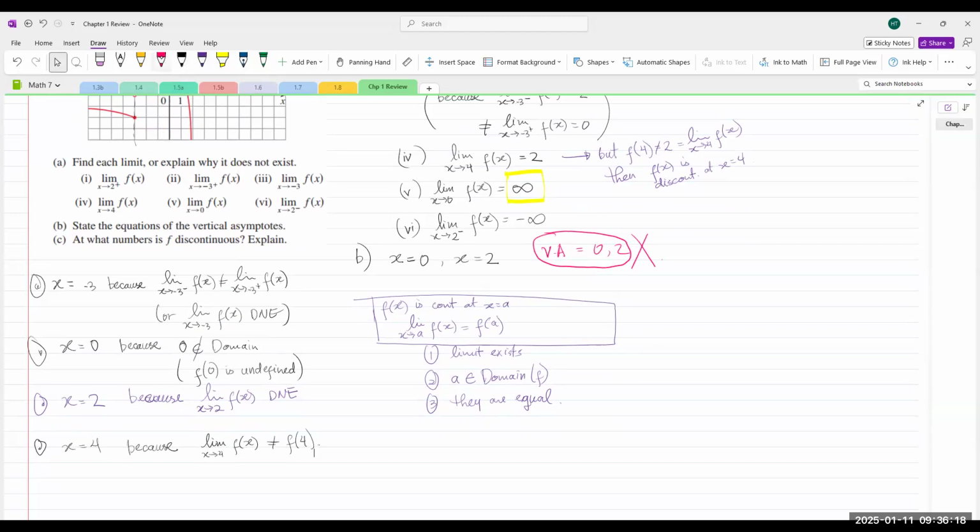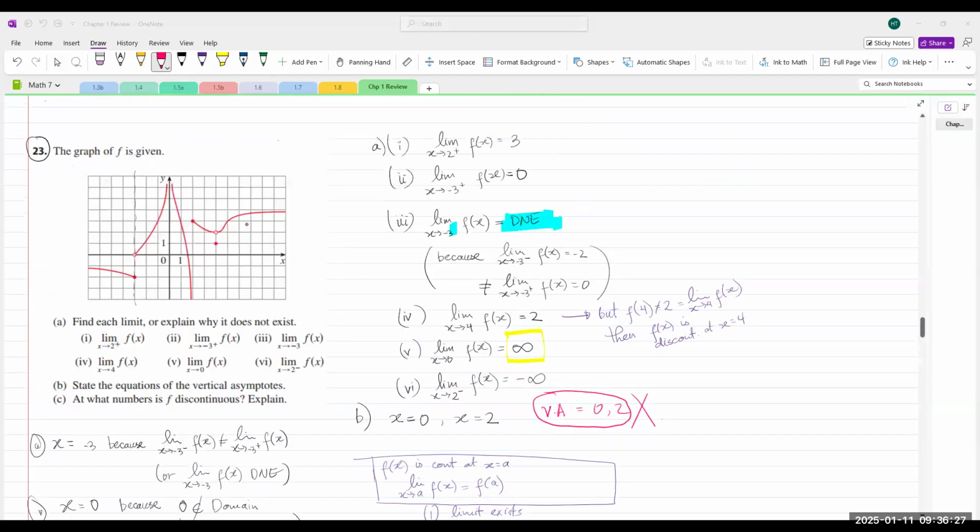Now, can you explain x equals 2 again? At x equals 2, notice that the left-hand limit and the right-hand limit are not equal. If you approach from the left, it goes to -infinity. When you approach from the right, it goes to 3, so the limit does not exist. The left-hand limit and right-hand limit are not equal, therefore the limit does not exist.